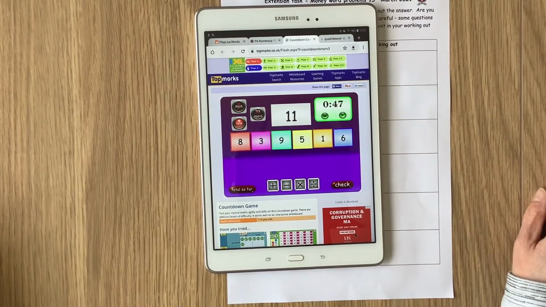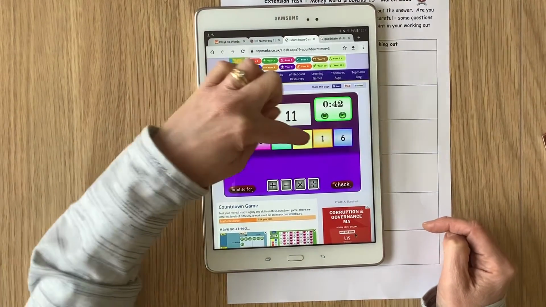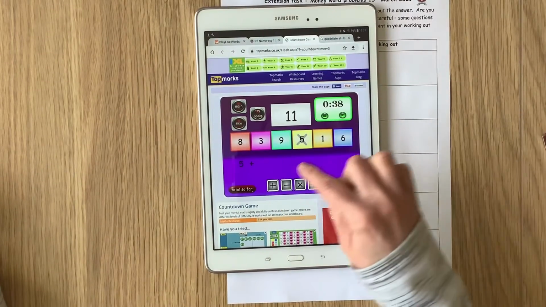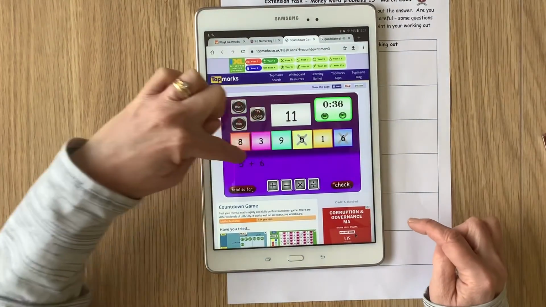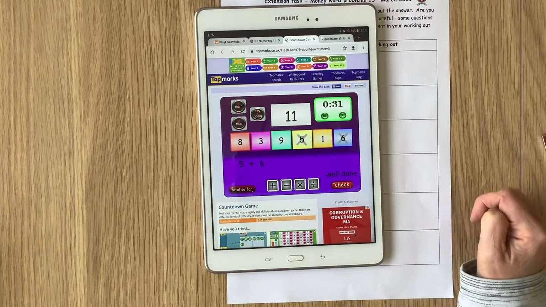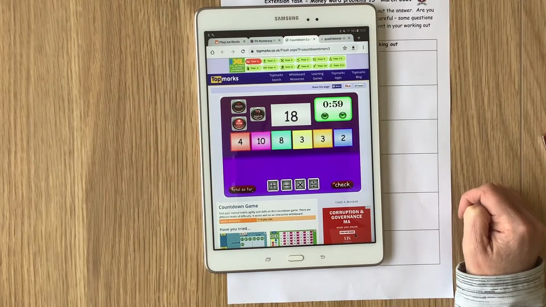Well, an easy one probably would be, well, there's more than one way I could do it. I could maybe do 8, add 3, or I could do 5, add 6. So I'm going to click on 5, add 6. Can you see it comes up here? 5 add 6, and then check it. And if it says well done, you've managed to work it out. Then click on new, and it gives me another one.